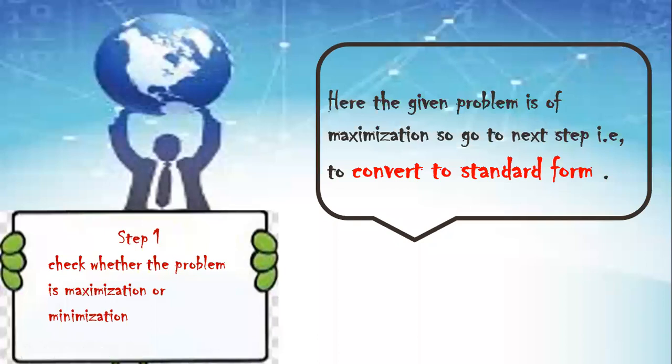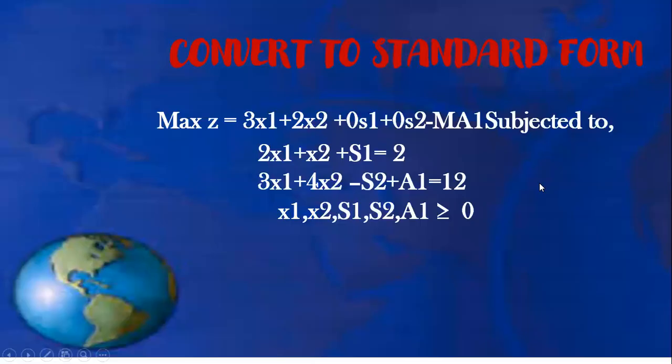So the first step in the Big M method is to check whether the problem is one of maximization or minimization. Here the problem is one of maximization. So go to the next step, that is, convert the canonical form to a standard form. The first equation has less than or equal to, so convert the inequalities into equations.